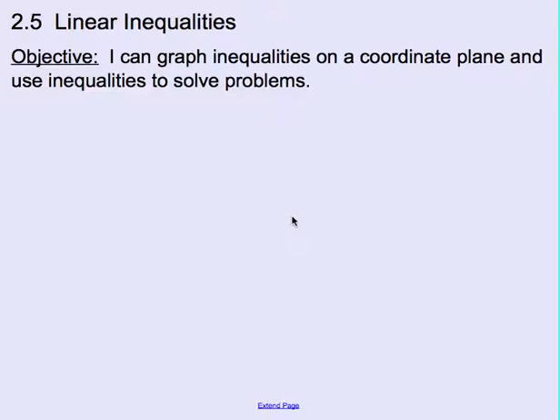Our song today is Sister Christian, and our topic is linear inequalities.